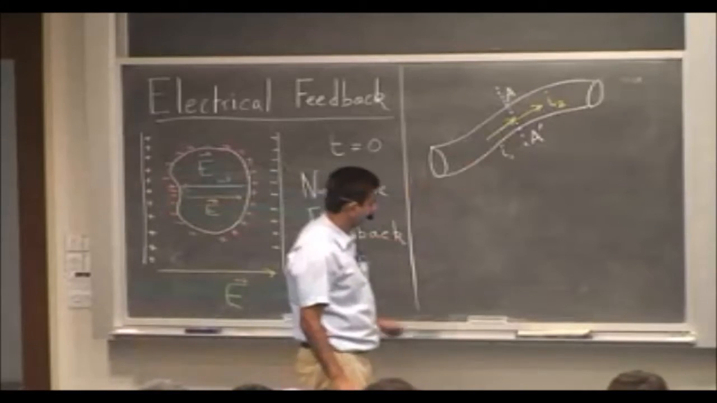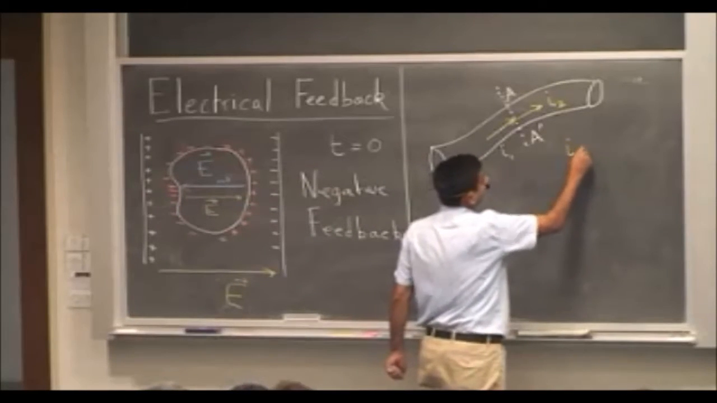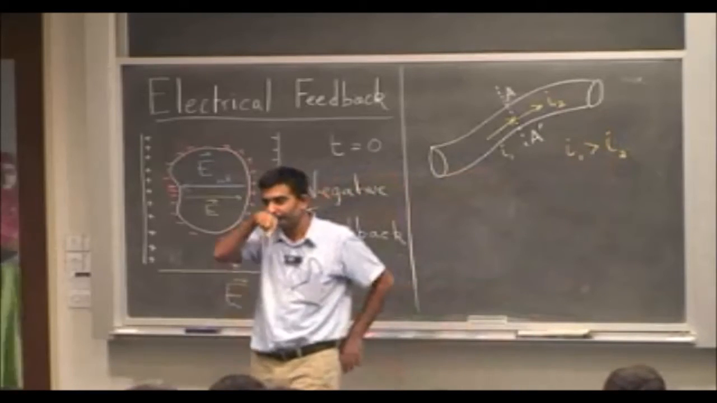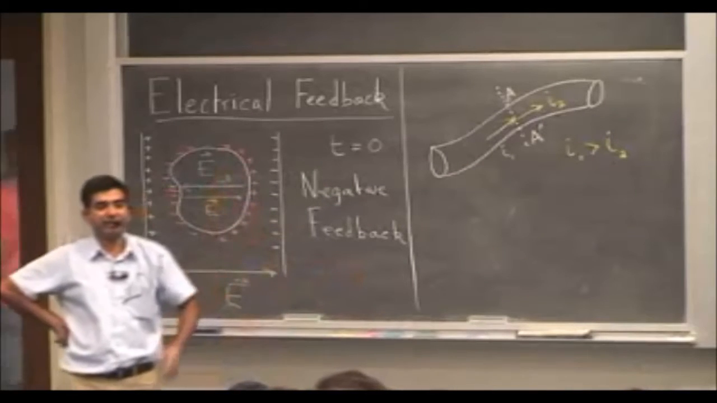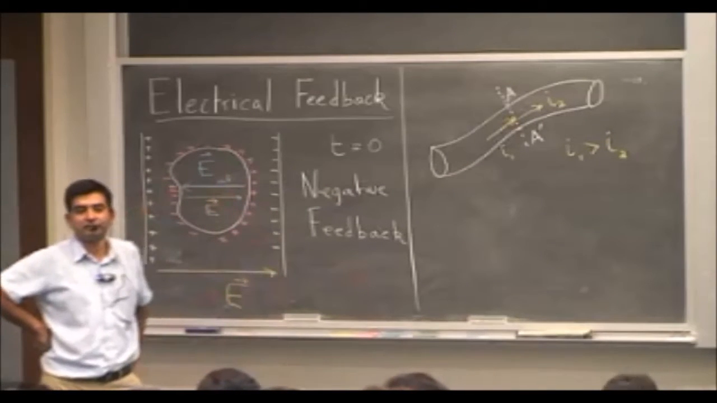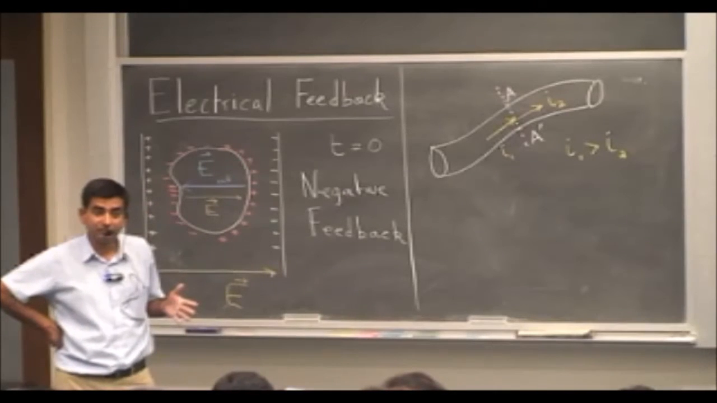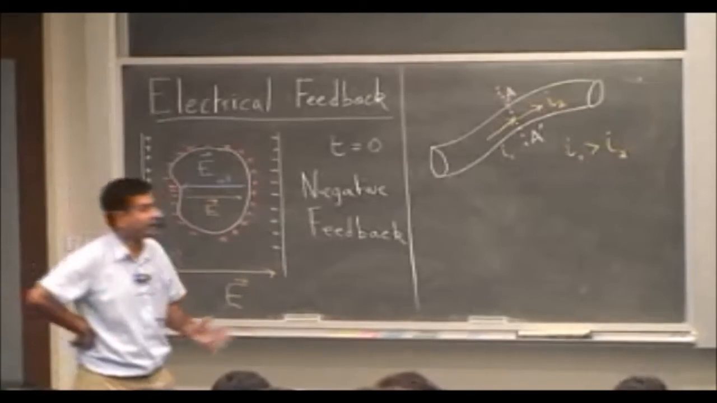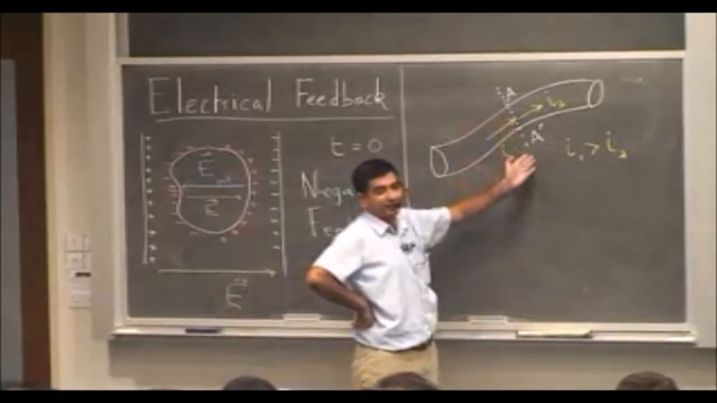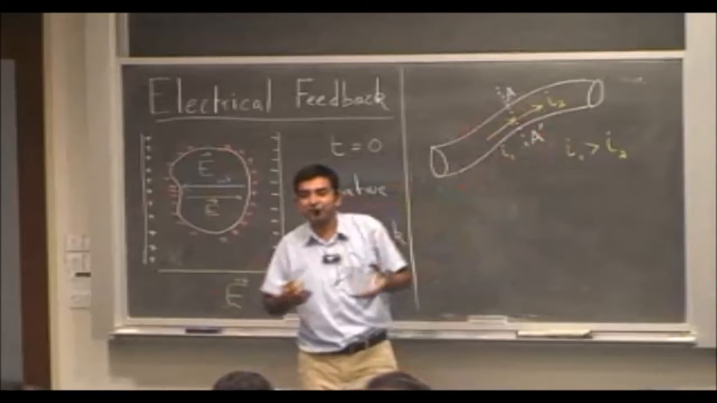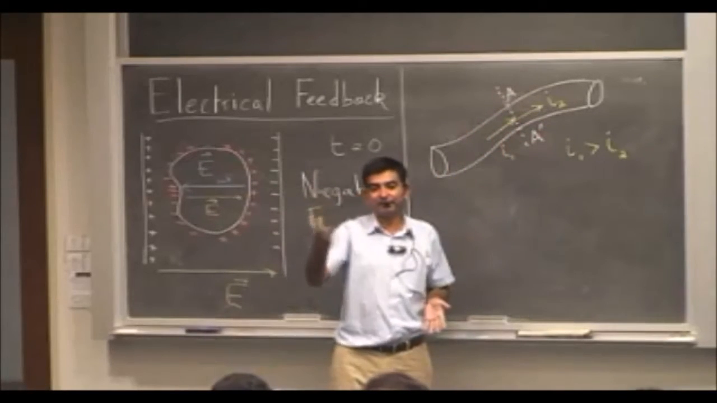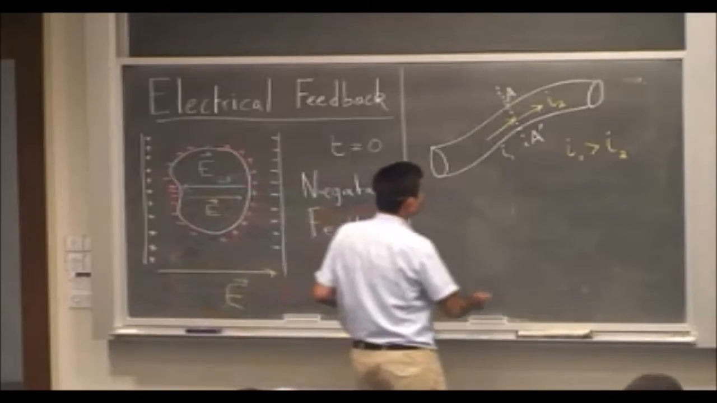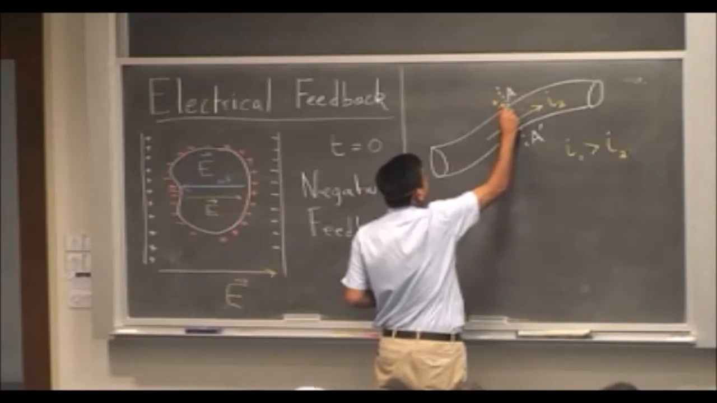Now if I1 is greater than I2, what's going to happen? What's going to happen at this plane A dash? Charge is going to accumulate, because there is more charge per unit time coming in than going out. So with time the charge build up on this plane is going to increase. The charge is going to build up on this plane. Okay? So when charge builds up on this plane, this plane acquires a positive charge.